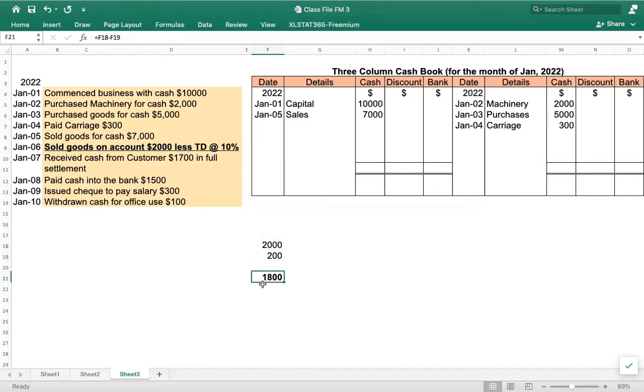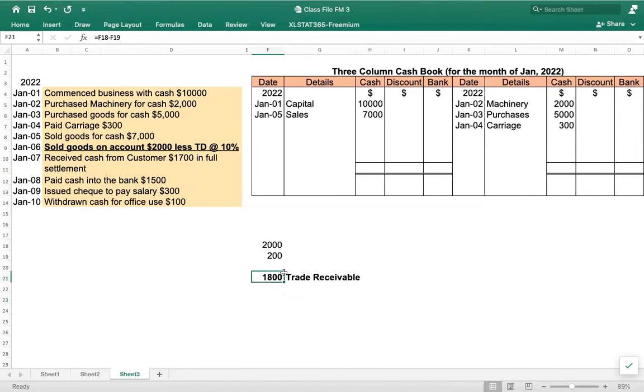It means that customer owes me how much? 1800. I hope understood. That person is my trade receivable. Yes or not? Yes. Because he didn't pay the money. So that person is trade receivable. And with how much money?